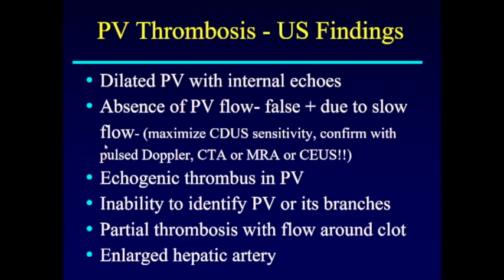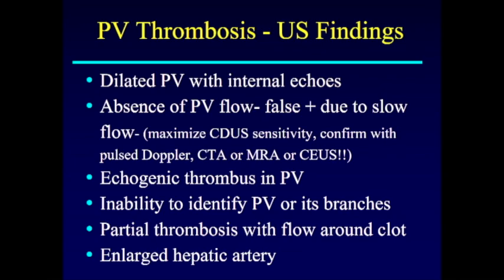What do we see on ultrasound? Well, portal vein thrombosis looks like thrombosis anywhere in the vein. You see a dilated portal vein with internal echoes. You see absence of flow in the portal vein. You have to be very careful to optimize your color Doppler sensitivity because you could get a false portal vein thrombosis due to very, very slow flow.